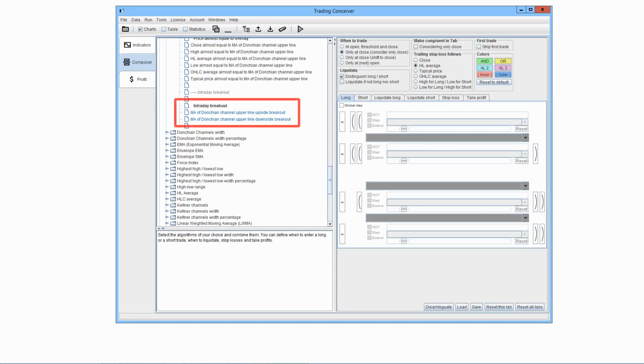Here, the elementary trading algorithms obtained by checking intraday breakouts, that is, whether the price is above or below the overlay, are described. In this case, the overlay is the base indicator. The elementary trading algorithms derived from the breakouts of the overlays are moving average of base indicator upside breakout, moving average of base indicator downside breakout.